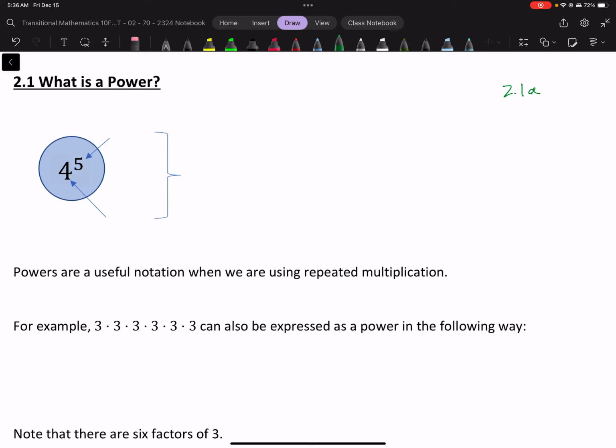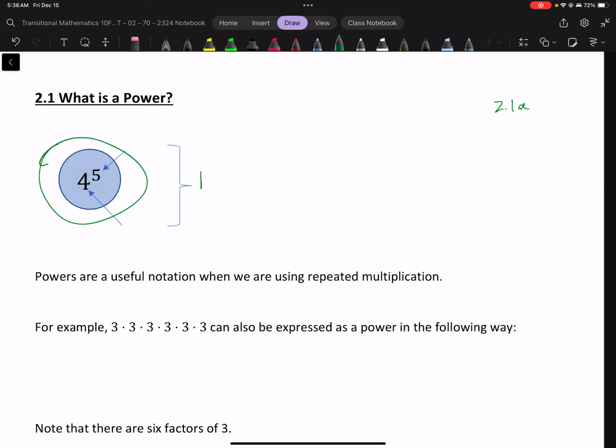What is a power? So we're going to be taking a look at what is a power. A power, or more commonly called an exponent, but as we'll see, an exponent is a part of a power. So altogether, this is called a power.